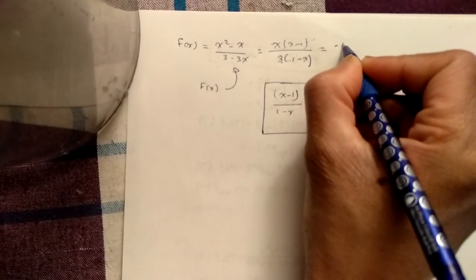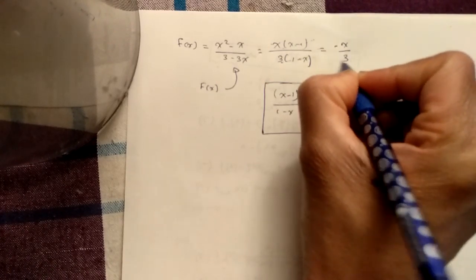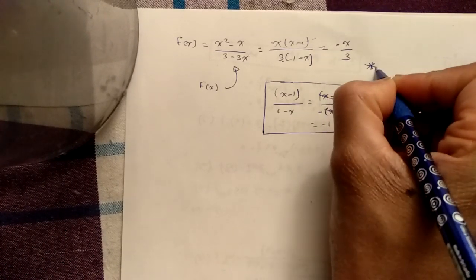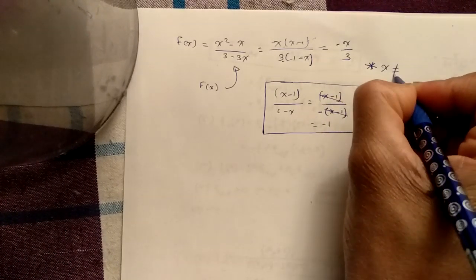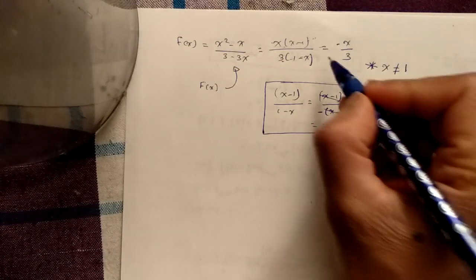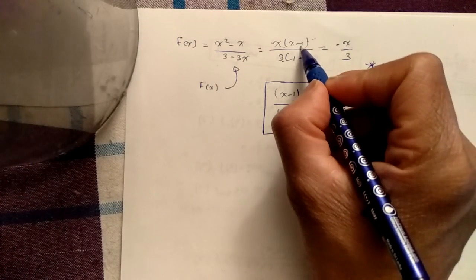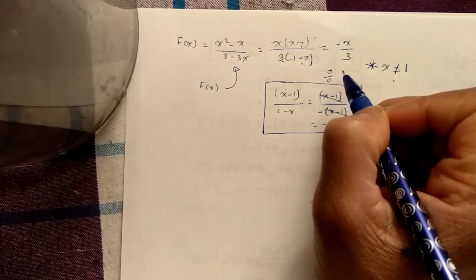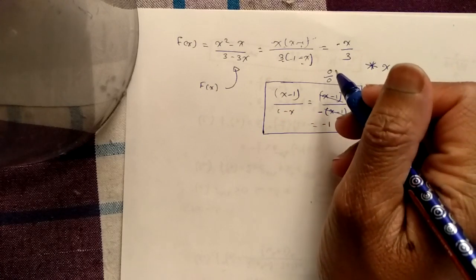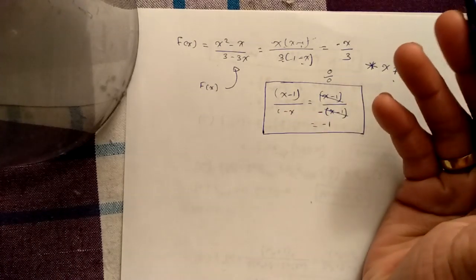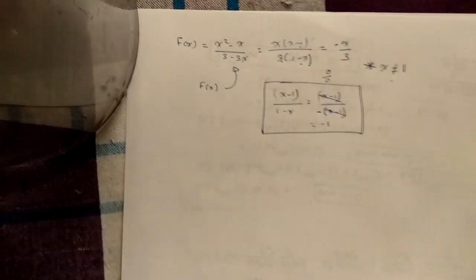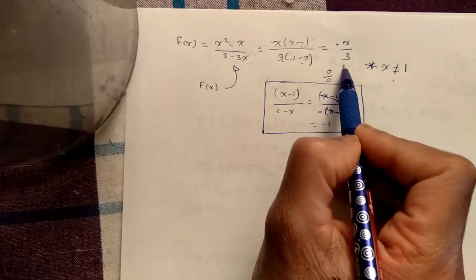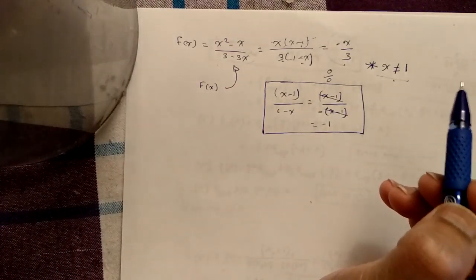So you will get negative x over 3 as the answer. But be careful, here you can do that only when x is not equal to 1. Because when x is equal to 1, this term will be 0 and this term will be 0. So we will end up with a 0 over 0 situation, which does not have any suitable simplifications. So simply you can write this one as this when x is not equal to 1.